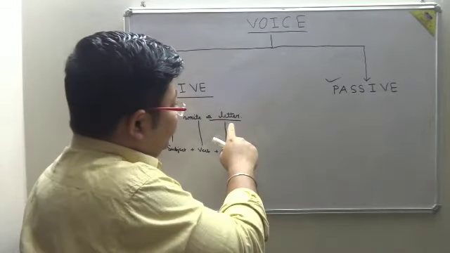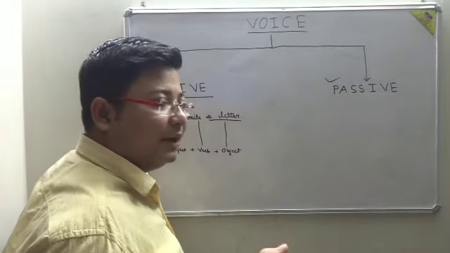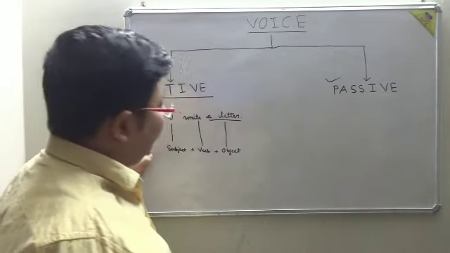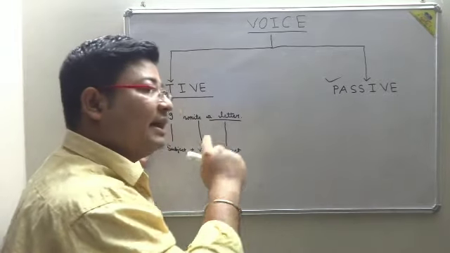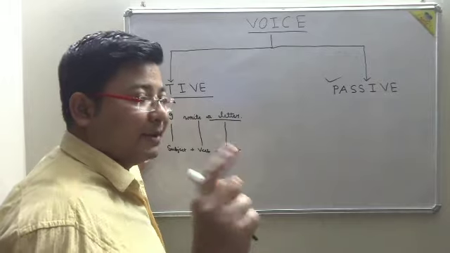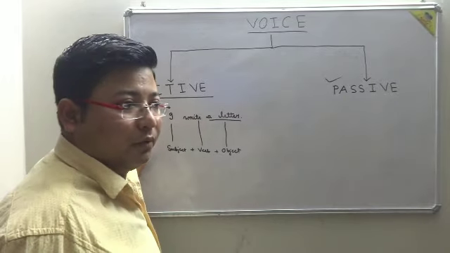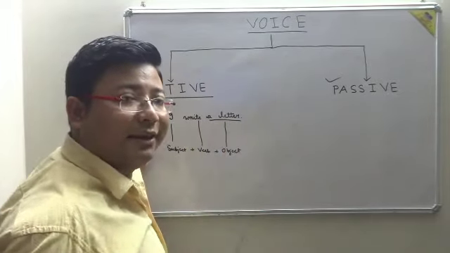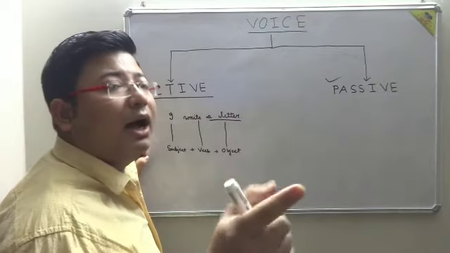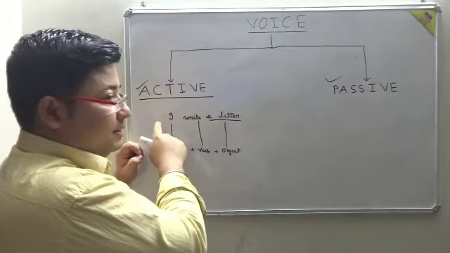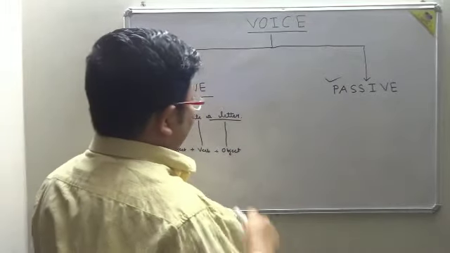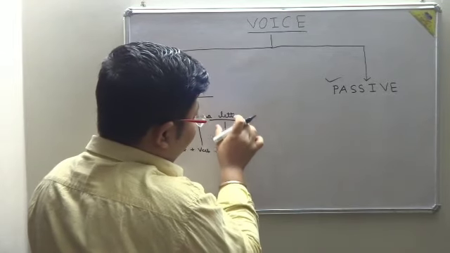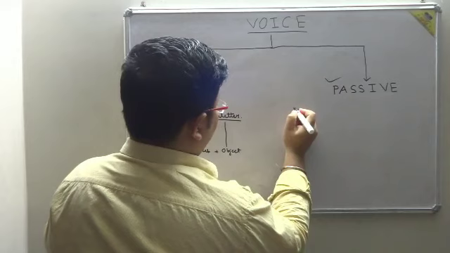Second rule, the object in the active voice will be converted into subject in the passive voice. Second rule. Okay. First rule is what? The subject in the active voice will be converted into object in the passive voice preceded by a preposition. Then our second rule is what? The object in the active voice will be converted into subject in the passive voice. I will change this active voice into passive voice. Just observe here. I will first take the object of the active voice and I will make it as subject in the passive voice. This is our second rule.